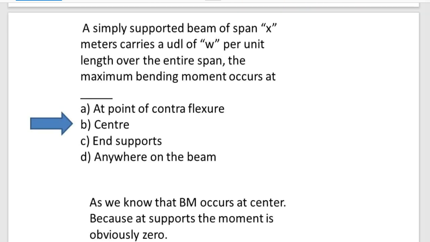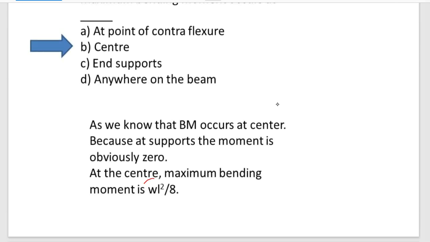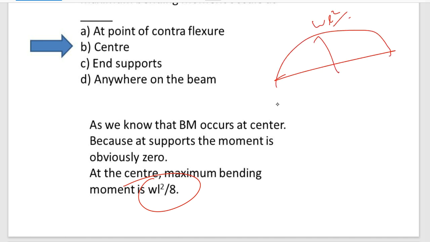Next, question number 9: a simply supported beam of span L meters carries a UDL W per unit length over the entire span. The maximum bending moment occurs at the center, as everyone knows, and that is WL/8. Mainly the bending moment diagram is like this, and the maximum value is WL/8.